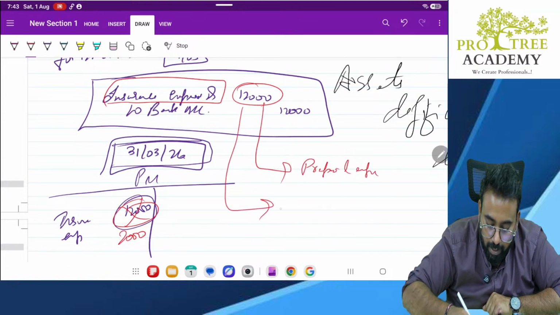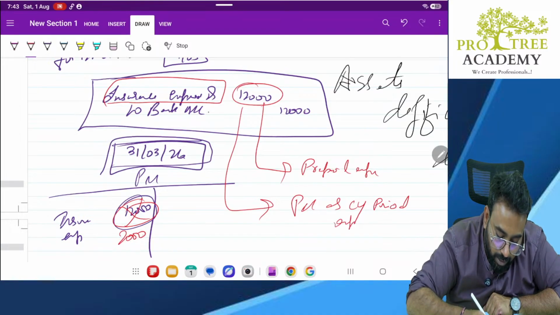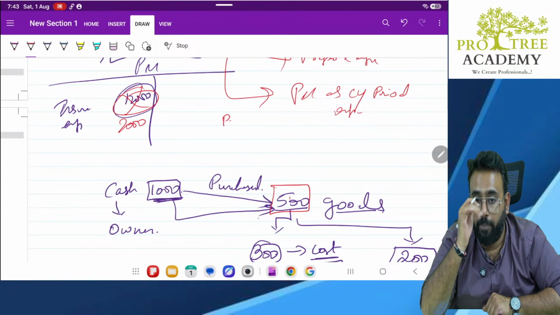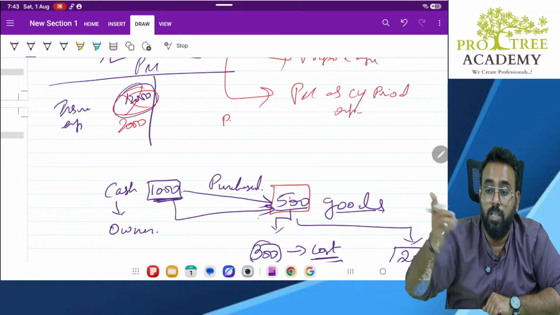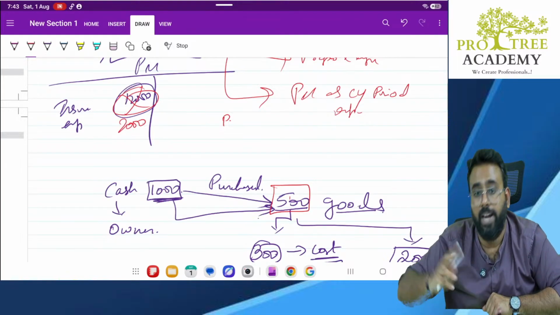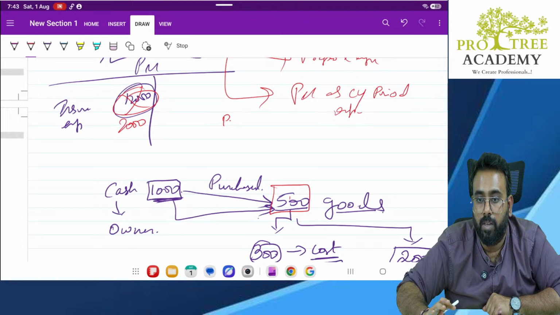Some portion will be going to P&L as current period expenses. So, in our question, prepaid expenses is also an asset account. Why an asset account? Because we have paid in advance. So tomorrow if I cancel the insurance, I can get the money, the surrender value. Okay, I can get the money.